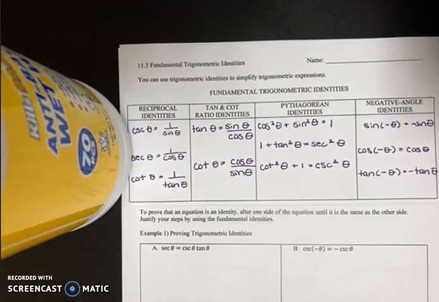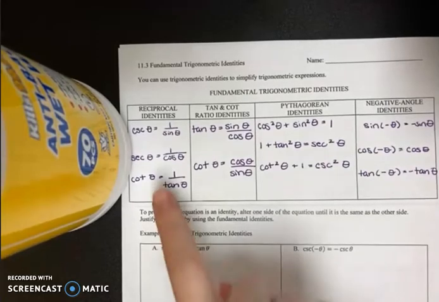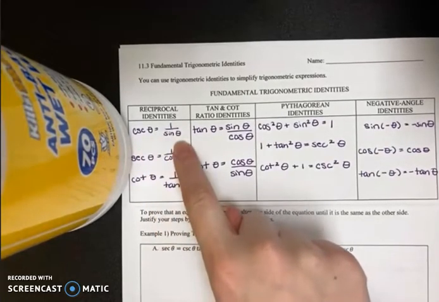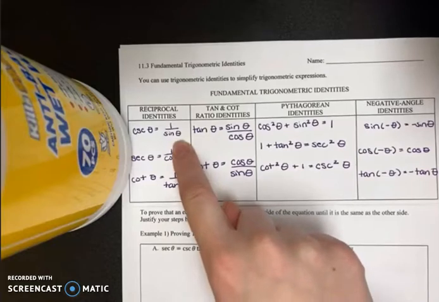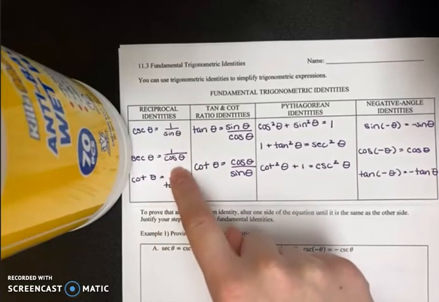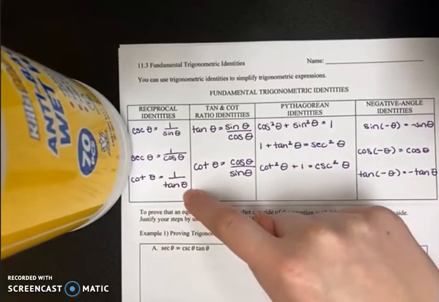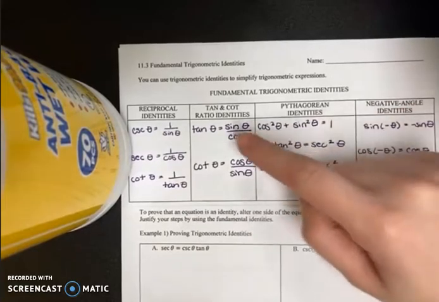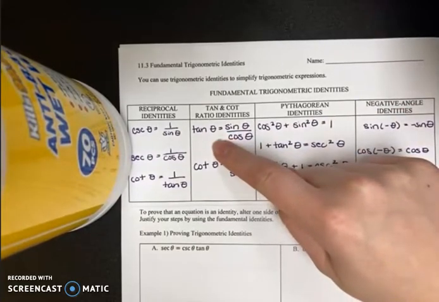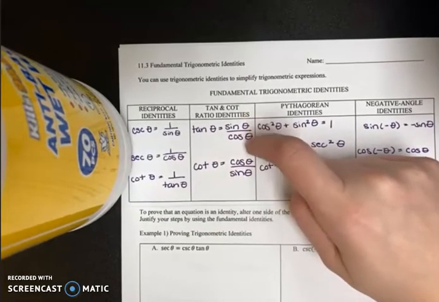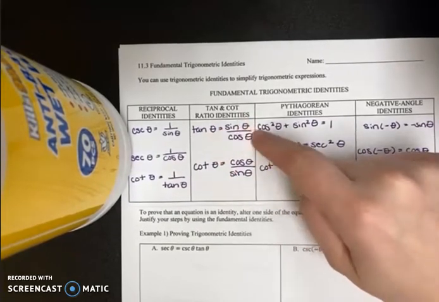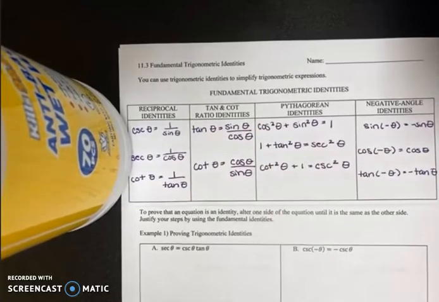So first we have the reciprocal identities. We know that cosecant is the reciprocal of sine, so we write that as 1 over sine. Secant is the reciprocal of cosine, hence 1 over cosine. Cotangent is the reciprocal of tangent, which is why we have 1 over tangent. Tangent, we know, is y over x. And remember, y represents sine and x represents cosine. So tangent can be written as sine over cosine. And cotangent is x over y, or cosine over sine.